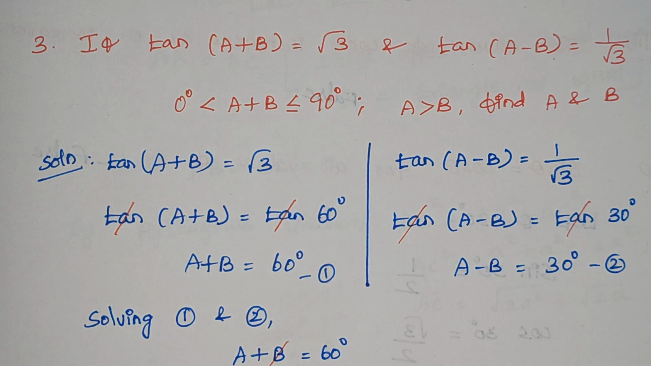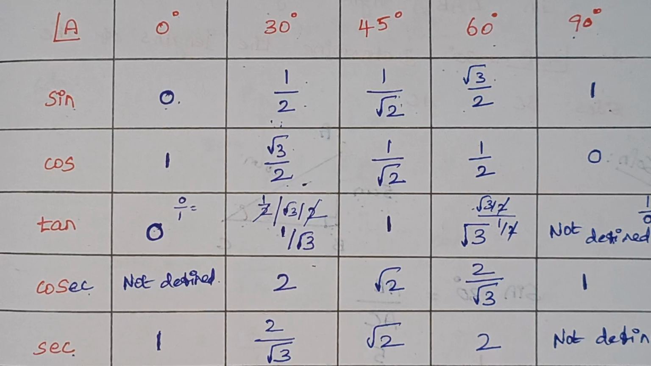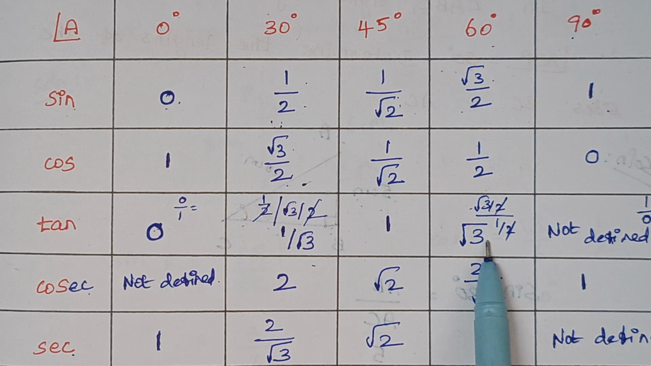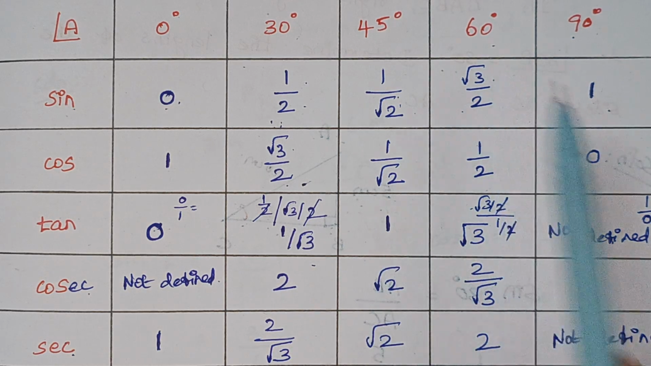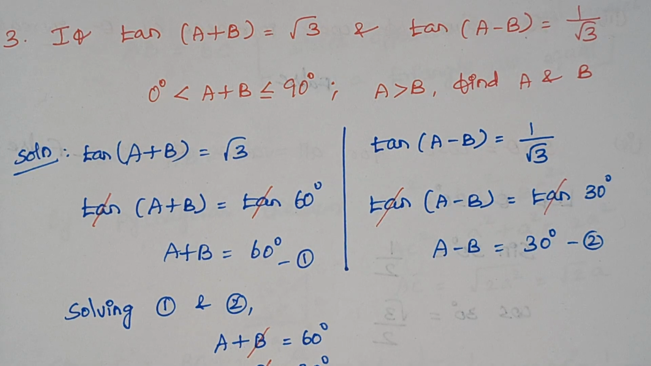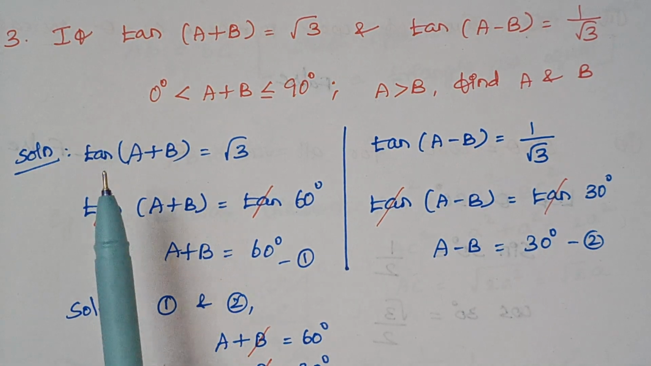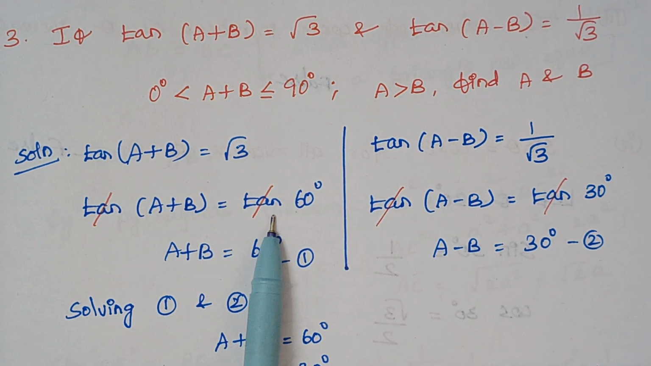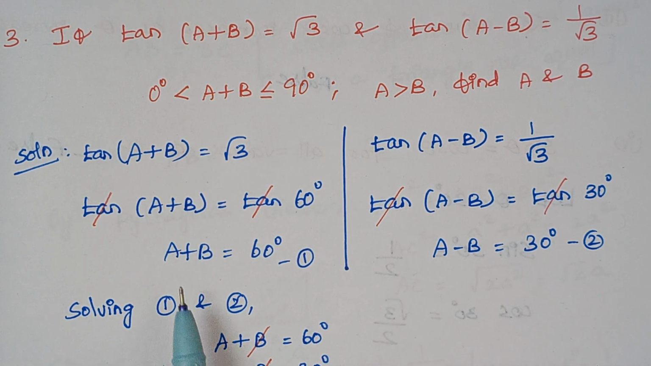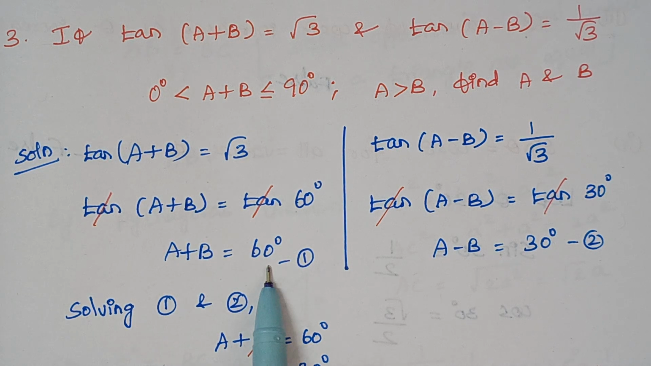So now we will move back to the trigonometric table. You see, root 3 occurs at tan 60 degrees. Since I have tan here, I am representing this root 3 in the form of tan again. So tan and tan cancel each other, and here a plus b is equal to 60 degrees. Name it as equation 1.